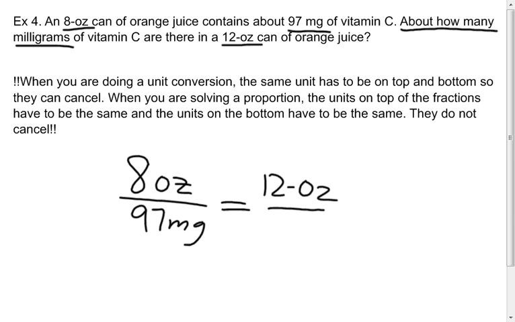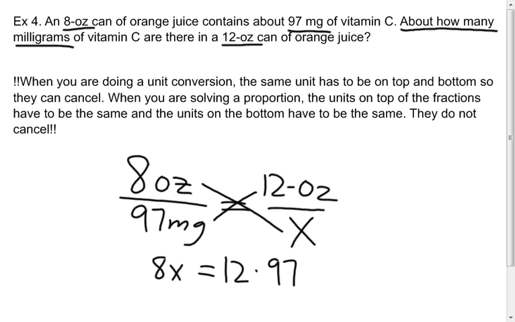What am I trying to find? I'm trying to find how many milligrams. That makes sense because I have milligrams on the bottom of one fraction, so I need milligrams on the bottom of the other fraction. Here I've set up my proportion. Now I use cross products. So I multiply diagonally 8 times x, and I multiply diagonally the other way 12 times 97. Get my calculator.